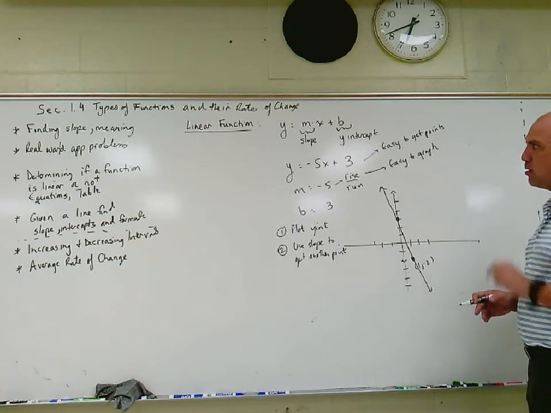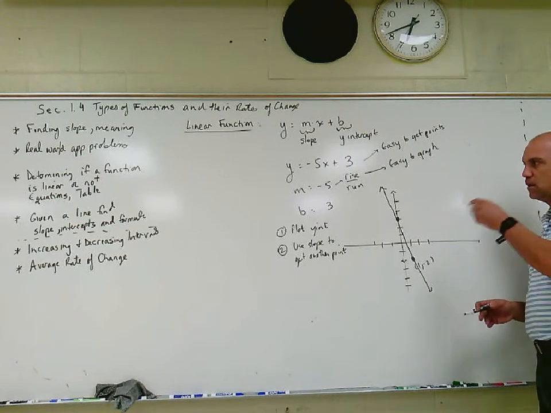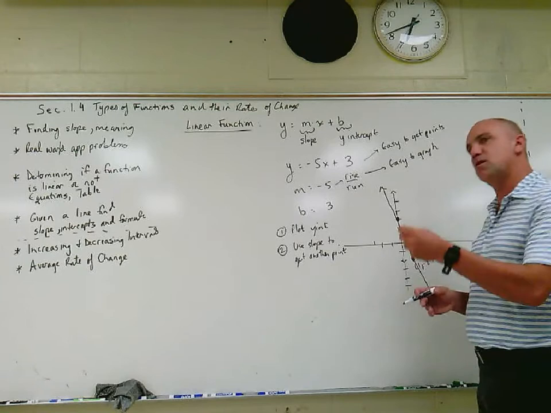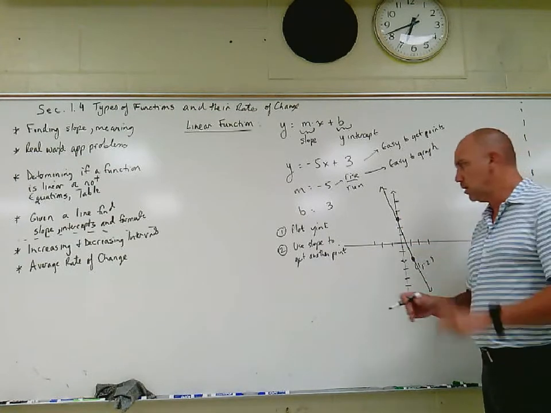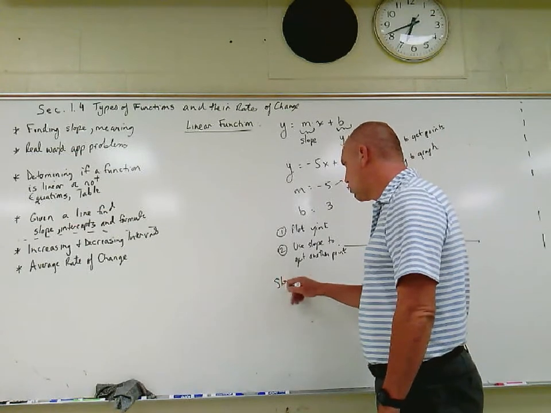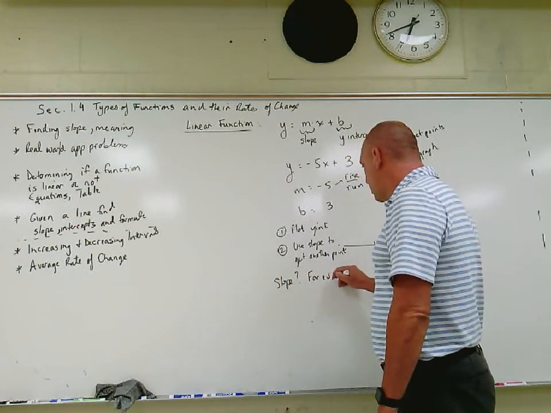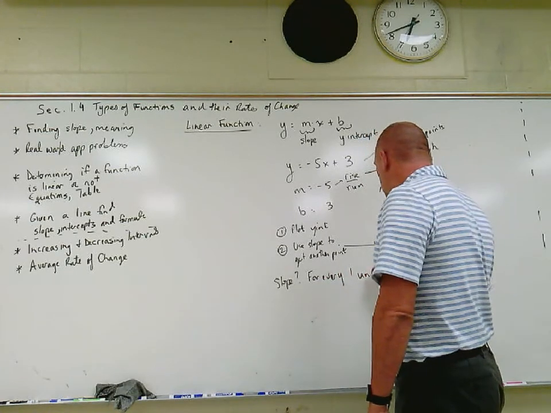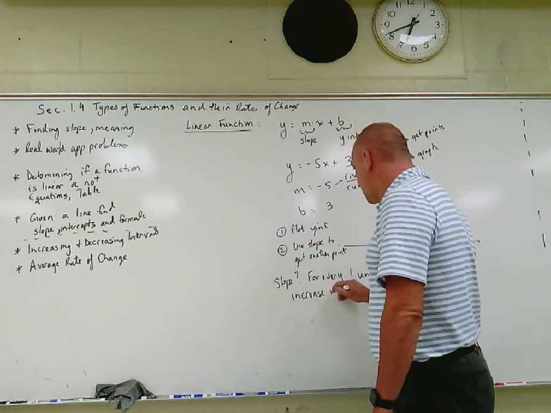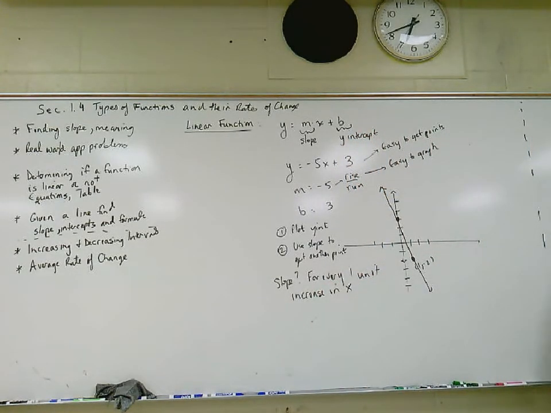Now, I want to stress a couple of things. If it asks me to describe the slope, like what does this mean? Usually they'll talk about X, then talk about Y. So if it says, what's the meaning of the slope? What does the slope mean? It means that for every 1 unit increase in X, because typically when we talk about stuff, we talk about X first, then we talk about Y.